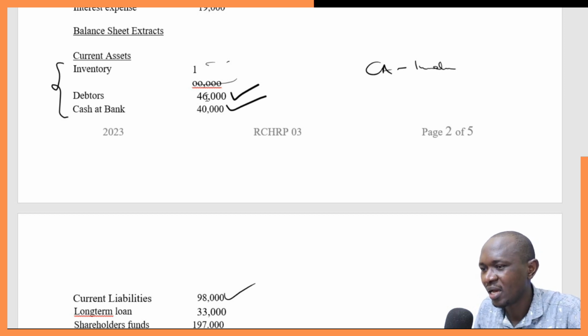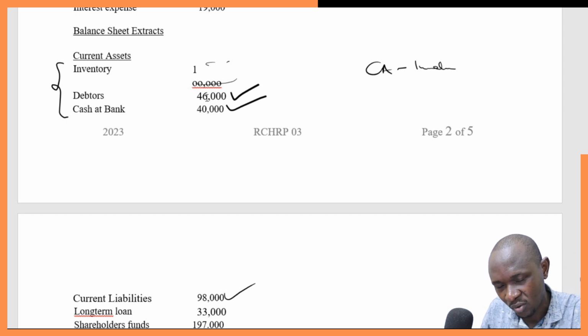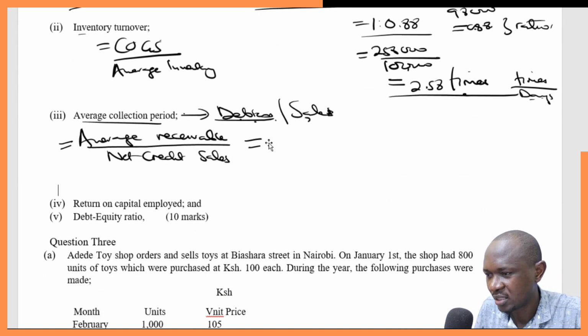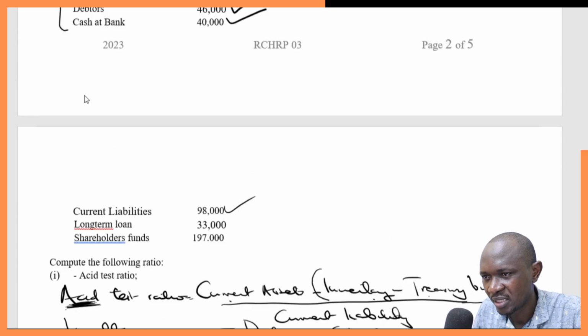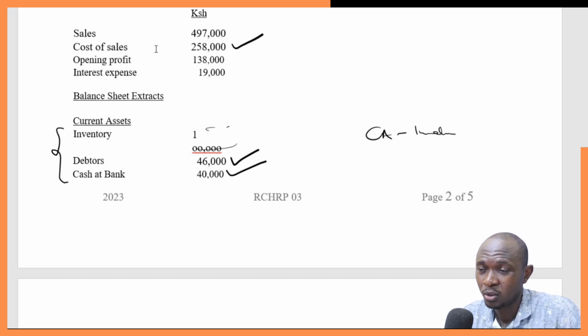But if we had 2 years, for example, we'll have the closing balance of the previous year and the closing balance of the current year. Those are the two debtors balances that we'll add, then divide by 2 to get the average. But in this case, we've only been given one data figure, so we'll take it as it is. This will give us 46,000 over net credit sales. The question has not told us the credit sales. It's not very clear whether the sales are on credit or in cash. So for the sake of it, we will assume that all the sales are on credit.